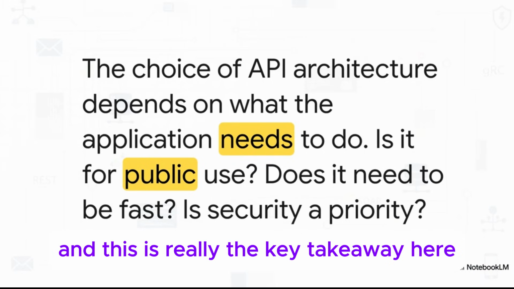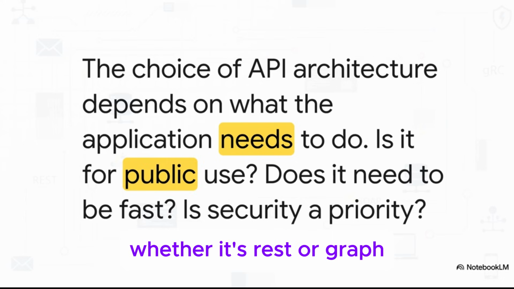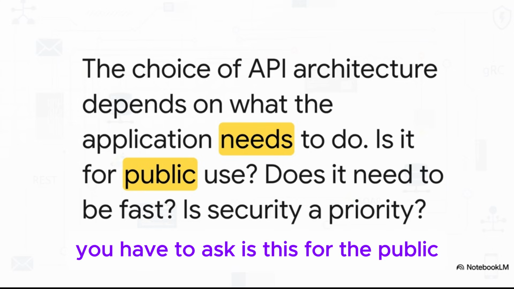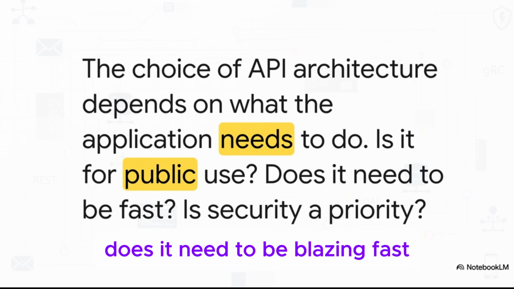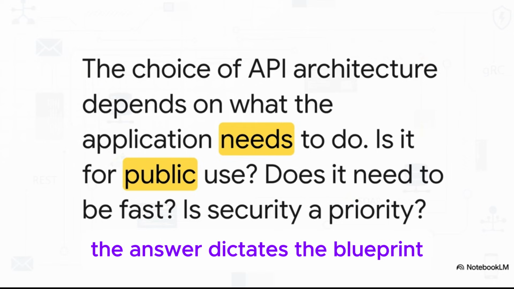And this is really the key takeaway here. The choice of which architecture to use, whether it's REST or GraphQL or something else, it all comes down to what the app needs to do. You have to ask, is this for the public? Does it need to be blazing fast? Is bulletproof security the number one priority? The answer dictates the blueprint.